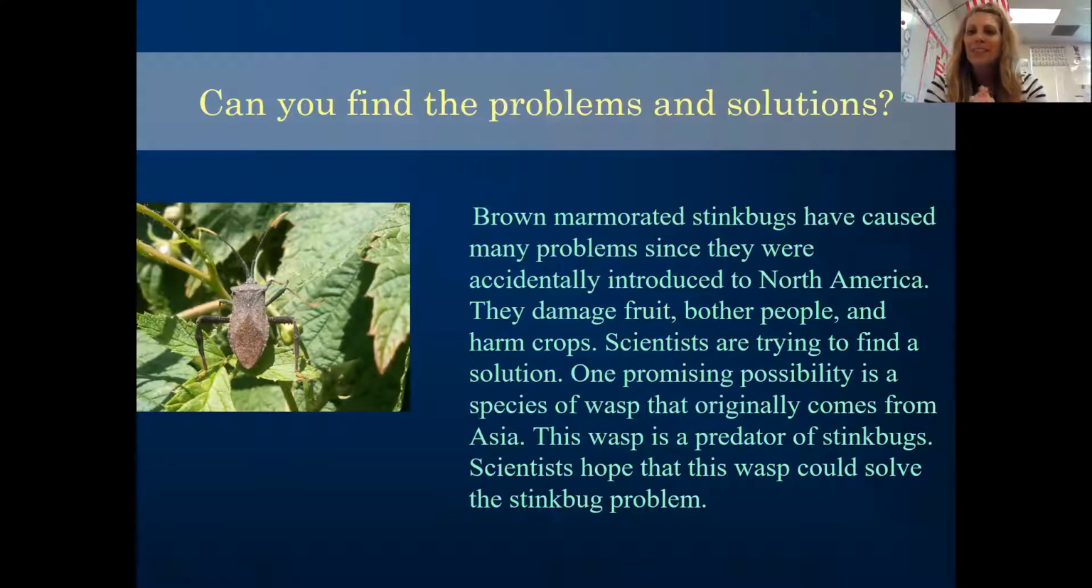Can you find the problem and the solution? Let's see, are you ready? Problem first, look for those clue words.